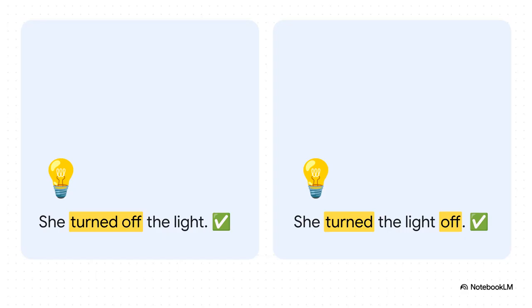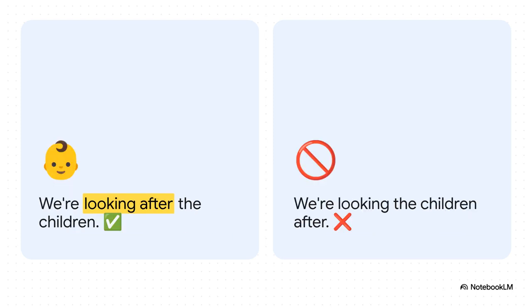Okay, so this is where it gets kind of cool. For some of these verbs, you actually get a choice. She turned off the light and she turned the light off mean the exact same thing, and they are both 100% correct. This flexibility is a huge part of English, and knowing you have that choice makes speaking feel so much more natural. But then you've got the other kind, where the rule is super strict. The object has to come after the particle. You have to say, we're looking after the children. Saying we're looking the children after, well, that's a really common mistake. So this is a great distinction to remember.